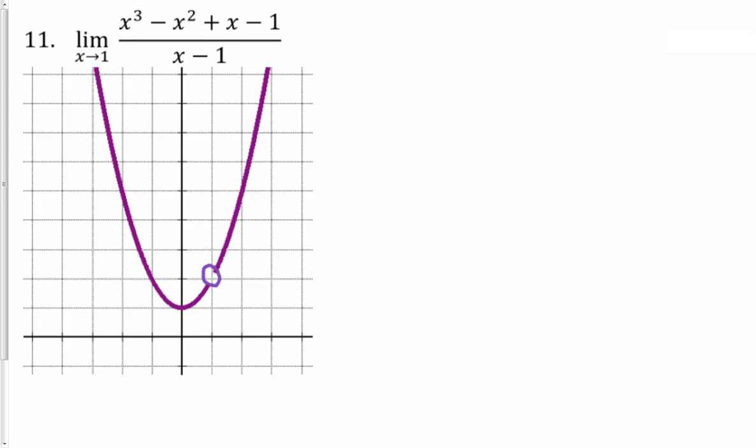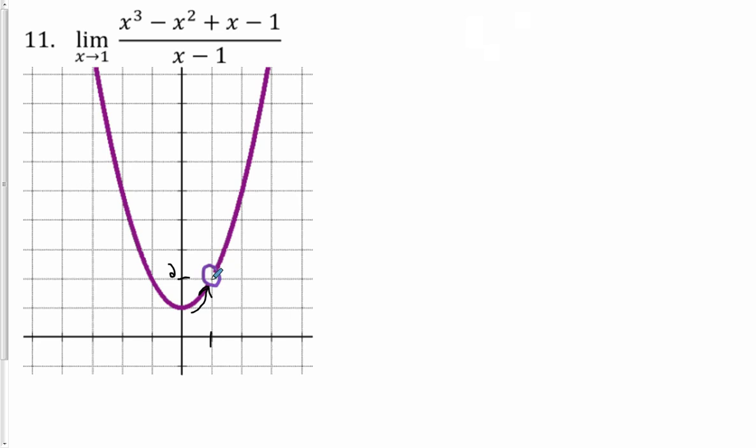Next one, we've got limit of x cubed minus x squared plus x minus 1 all over x minus 1 as x goes to 1. Okay, so x is 1 right here. And what is the y value? 1, 2. So right here, the y value is 2. And from the left side, we are approaching y is 2 in this graph.